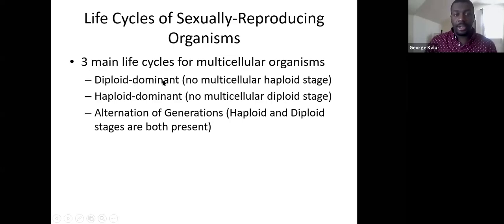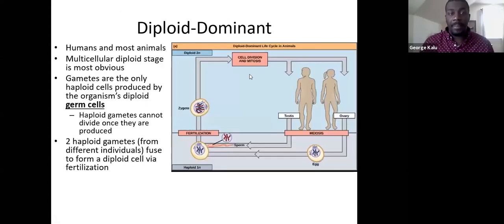There are certain organisms that are going to be classified as diploid dominant life cycles, where they have a very short or no multicellular haploid stage. There's a second one called haploid dominant, where the multicellular organism does not have a diploid stage. And then there's alternation of generations, where both the haploid and diploid multicellular stages are present. So we're going to take a look at what this exactly means for each of these individual life cycles.